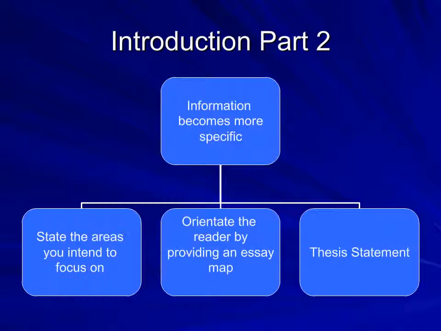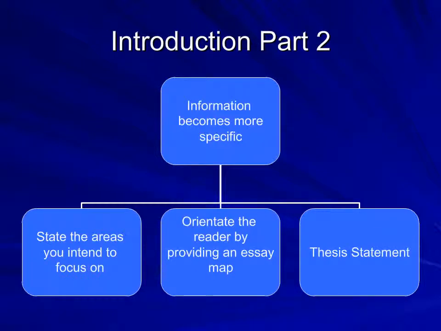It's a really good idea to orientate the reader by providing an essay map, and what I mean by that is just pointing out the 2 or 3 areas that you're going to focus on. Remember that in academic writing there really should be no surprises. It's not like fiction where you hold back information. You tell the reader everything that you're going to say in advance of doing so.